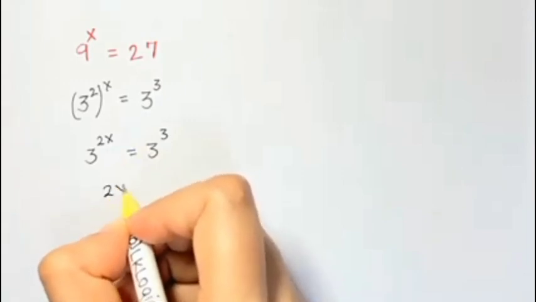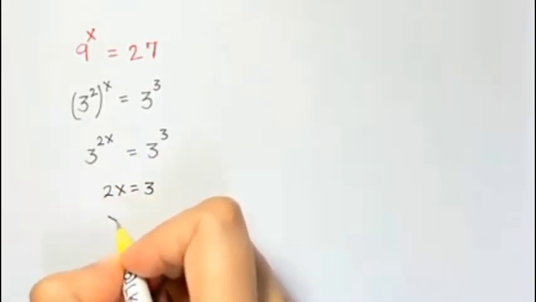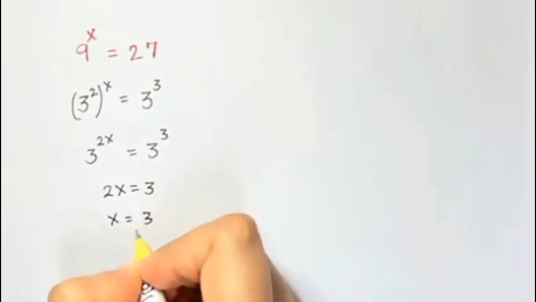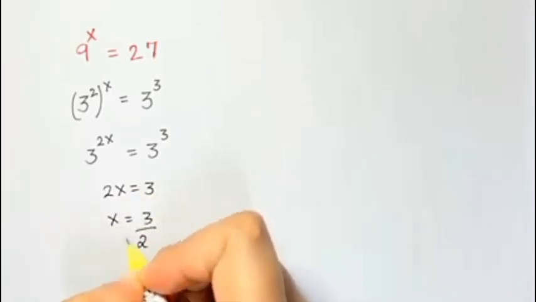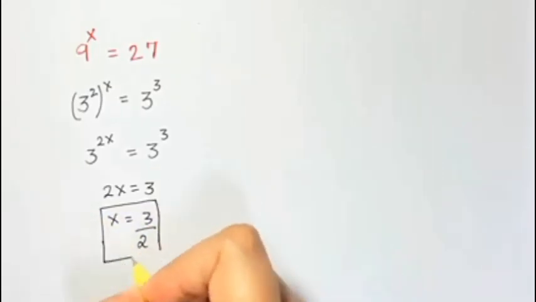Here you have 2x is equal to 3. X is equal to 3 over 2. So here we have the value of x, which is equal to 3 over 2.